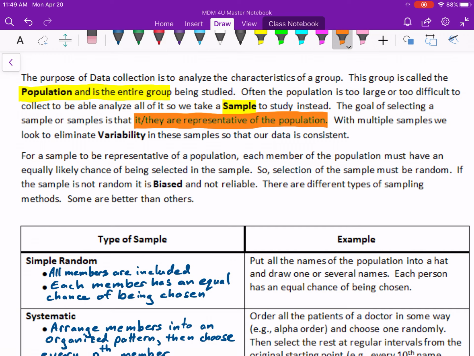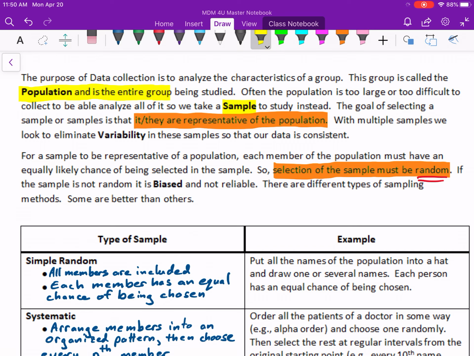For a sample to be representative of a population, each member of the population must have an equally likely chance of being selected in the sample. So, selection of a sample must be random. Again, that's really important. Random is how we get to it. Now, it doesn't have to be 100% random, but definitely randomness has got to play a role. If the sample is not random, then it is biased and not reliable.